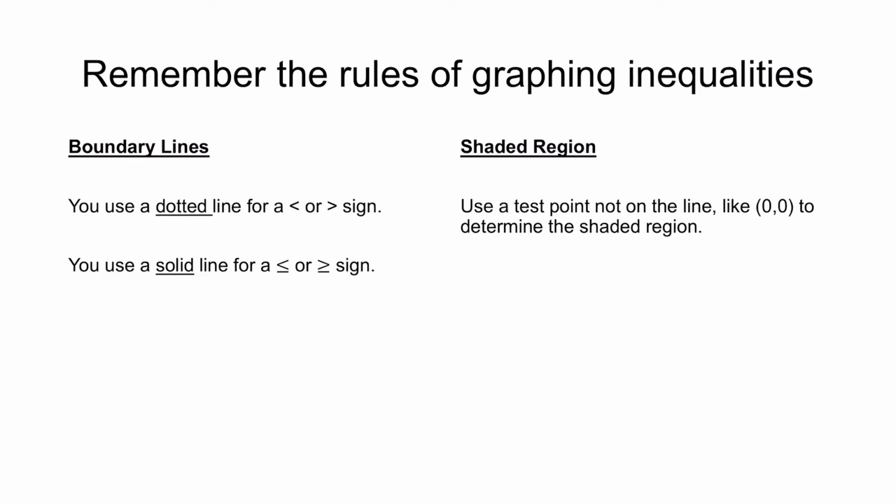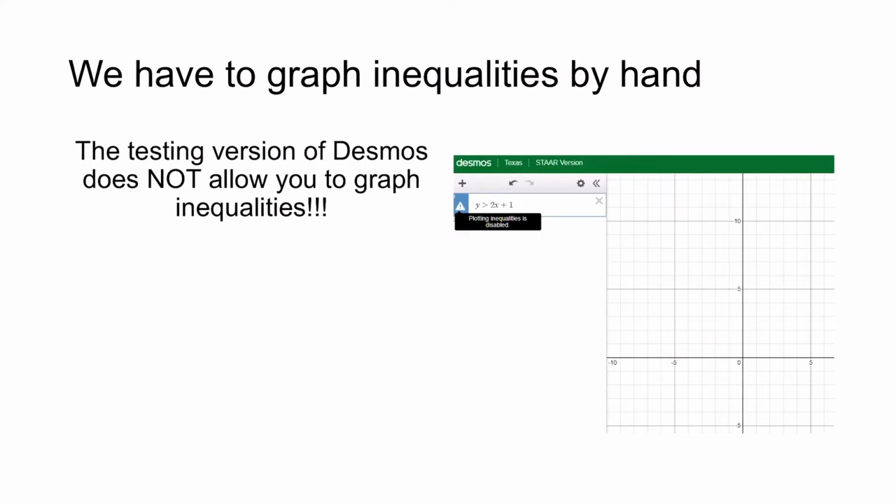So remember the rules of graphing inequalities. For the boundary line, you're going to use a dotted line for a less than or a greater than sign, and a solid line for a less than or equal to or greater than or equal to sign. For the shaded region, you're going to use a test point that's not on the line. For example, use (0, 0) to determine the shaded region. So we have to graph inequalities by hand. The testing version of Desmos in your TI calculator does not allow you to graph inequalities. So you can see in the star version of Desmos, it says that plotting inequalities is disabled.